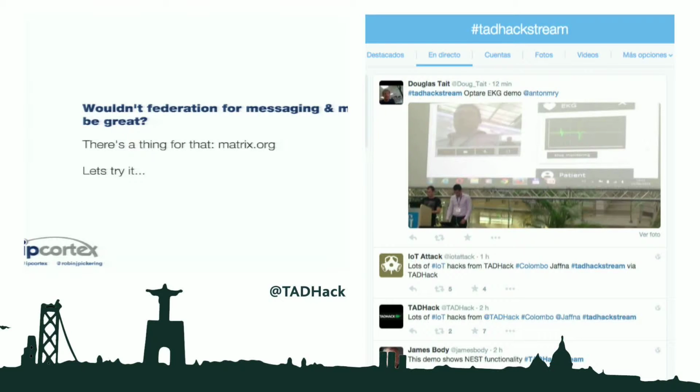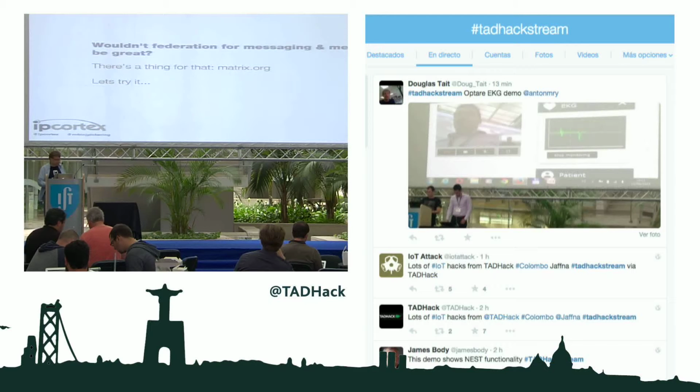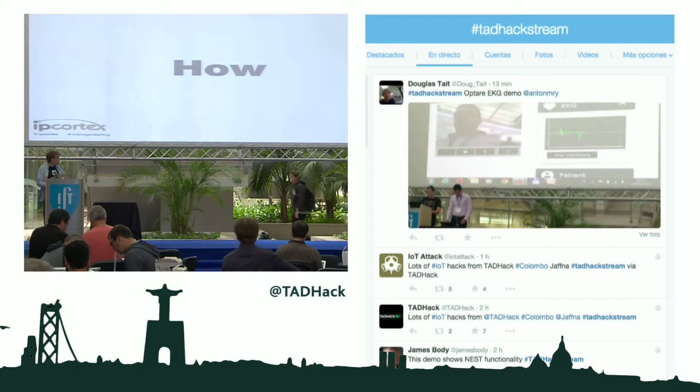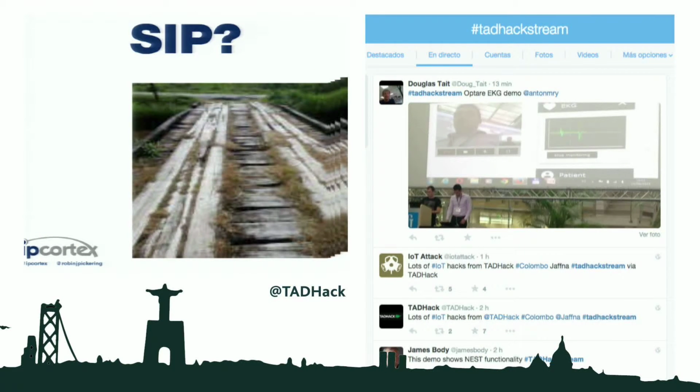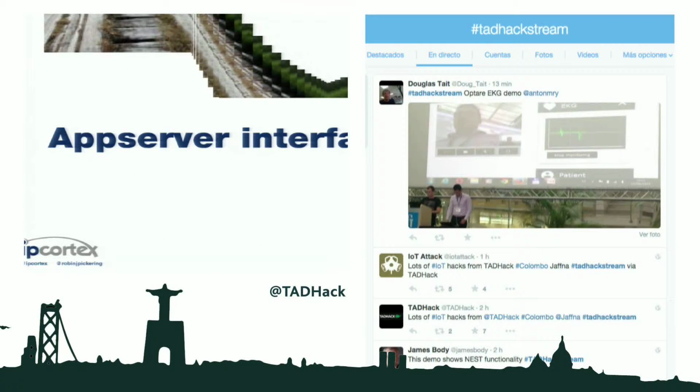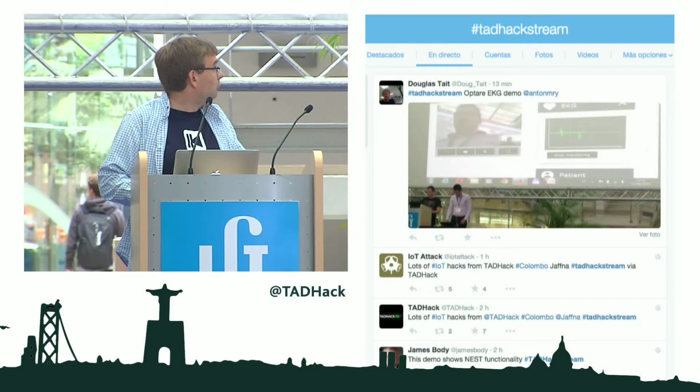Federation would be good, wouldn't it? So that we can do the same sort of thing for messaging that we can do with email and audio phone calls. Well, there's actually a thing for that, matrix.org. So we did a hack with matrix.org, trying to link up with their system. How? Well, there are a couple of ways of doing it. One is SIP, but that didn't seem like a very good idea. The other way was through their app server interface, and I apologize for the rather hooky video. I'm not sure what's going to happen next. So let's have a play with talking to Matrix.